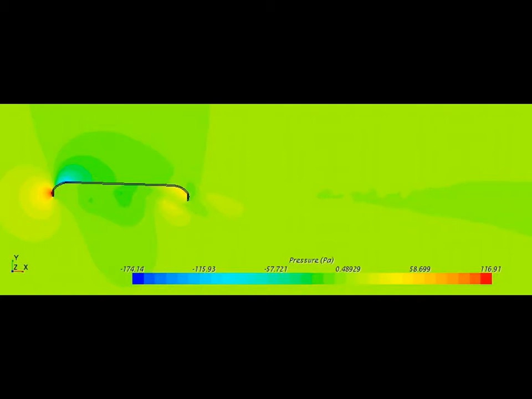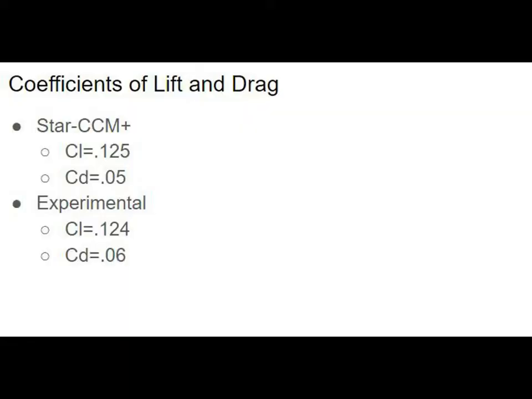We were also able to calculate the coefficients of lift and drag for both the star-CCM simulation and the wind tunnel, and they agreed nicely. As you can see, we can have a lot of fun with frisbees. And now you know a little bit more about them.